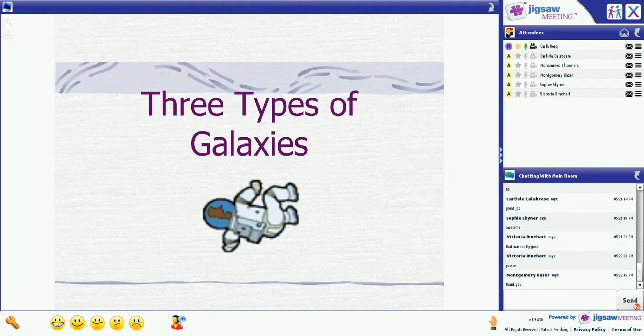There are 3 types of galaxies. Does anyone know the 3 types? Or any of the 3 types? No? All right, well, let's take a look.